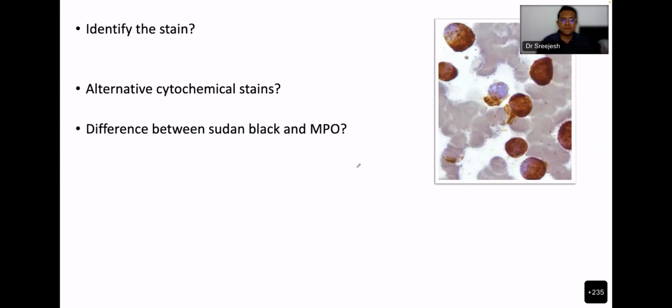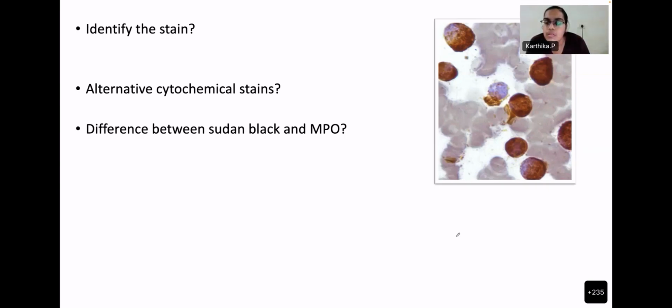So Kailash, what is the difference between Sudan black B and MPO in terms of staining? Kailash, are you there? Yes, sir. Do you have any idea how they are different, Sudan black B and MPO? They are both positive for the myeloid series. Correct. Because they're both positive, is there any difference? Anyone else? Sharmila?